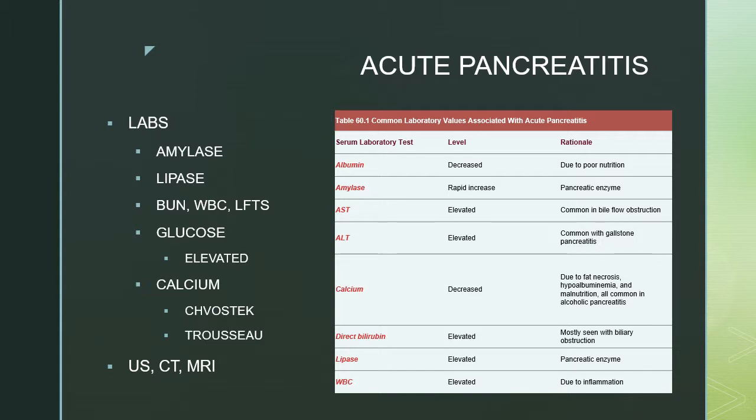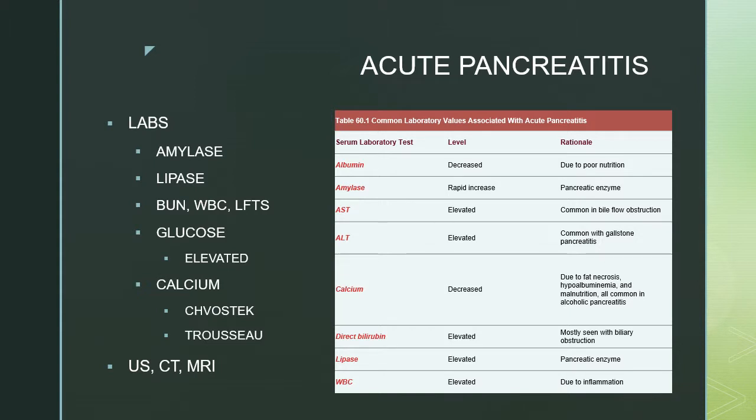We'll look at the glucose, that oftentimes is elevated as well, and then we'll look at the calcium to see if it's low. Calcium is oftentimes decreased in acute pancreatitis due to fat necrosis, hypoalbuminemia, and malnutrition, and in alcoholic pancreatitis, we see all of those as well as hypocalcemia. So tingling around the mouth, the lips, the face, the hands, the feet, Chvostek sign where you tap on the cheek and it spasms, or Trousseau sign where you blow up the blood pressure cuff and leave it inflated, and the forearm spasms.